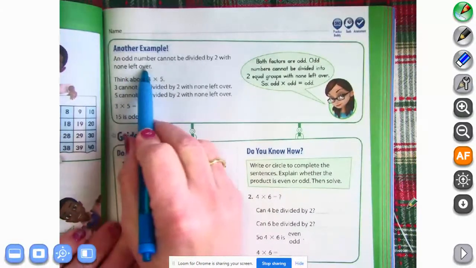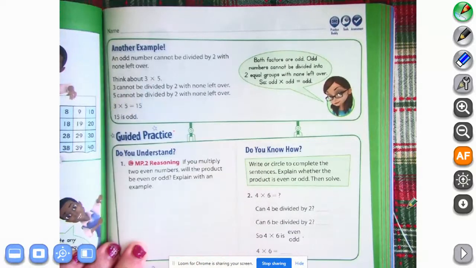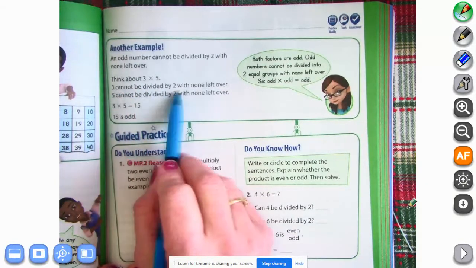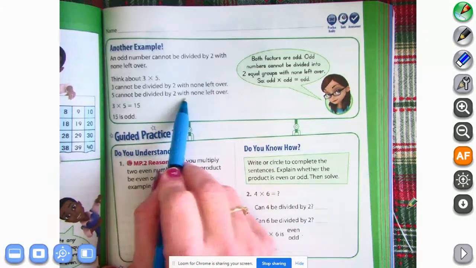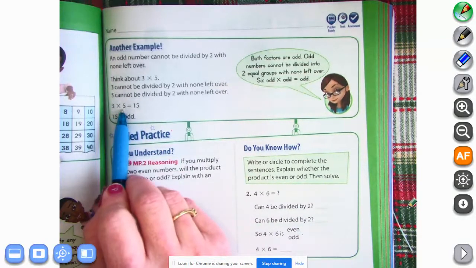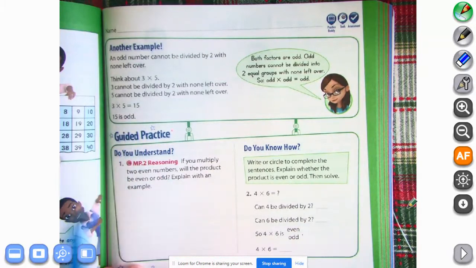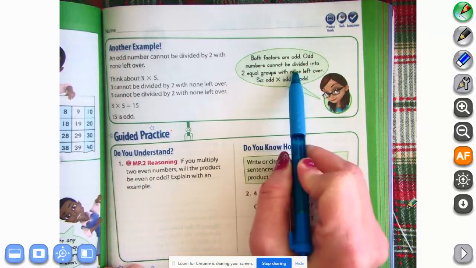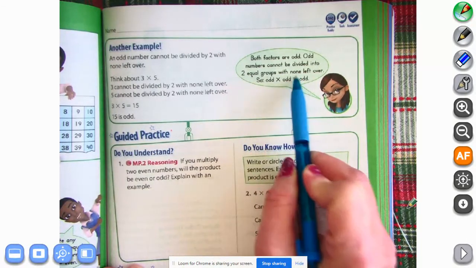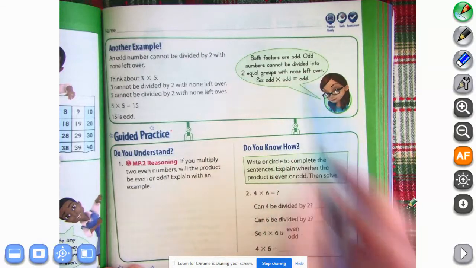An odd number cannot be divided by 2 with none left over. Think about 3 times 5. 3 cannot be divided by 2 with none left over. 5 cannot be divided by 2 with none left over. So 3 times 5, both odd numbers, equals 15. 15 is odd. Both factors are odd. Odd numbers cannot be divided into 2 equal groups with none left over. So odd times odd equals odd.